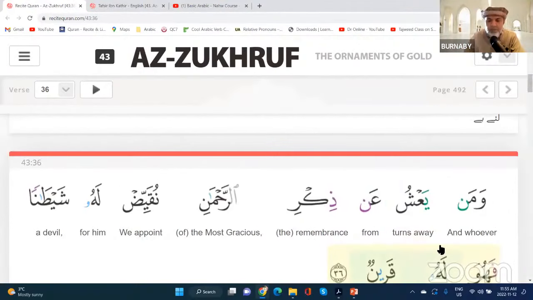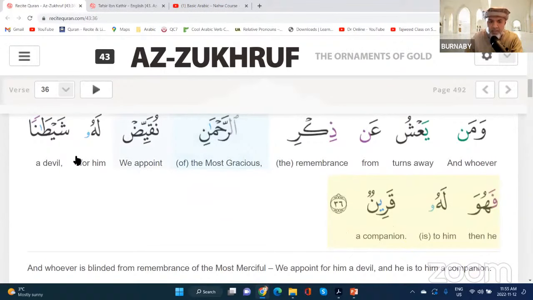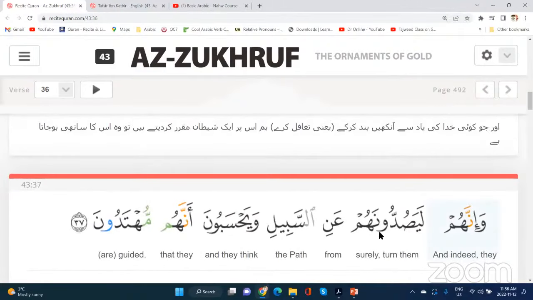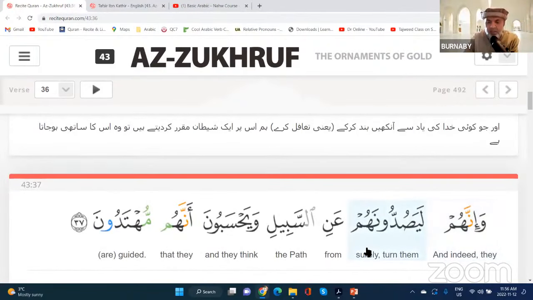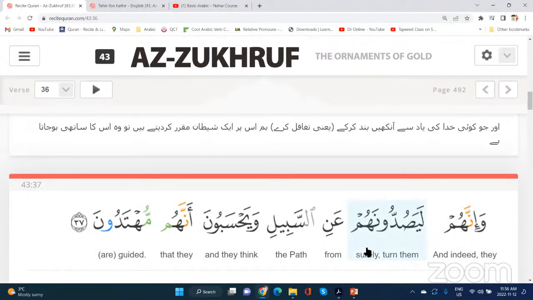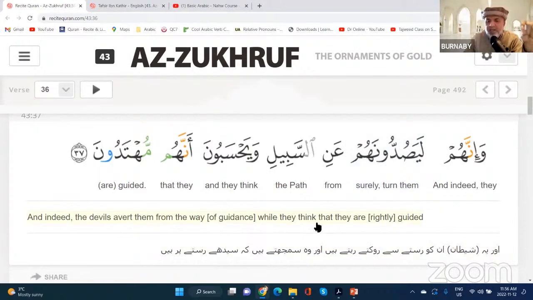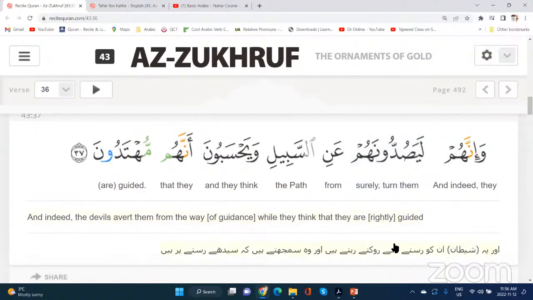That a person who is blinded from the zikr of Rahman, Allah subhanahu wa ta'ala appoints a shaitan who becomes his companion. And what does the companion do? He takes him away from the path of Allah, but makes him think, no, you're still guided. Follow? And indeed, the devils avert them from the way of guidance while they think they are rightly guided. Does that happen to us sometimes? Yes.